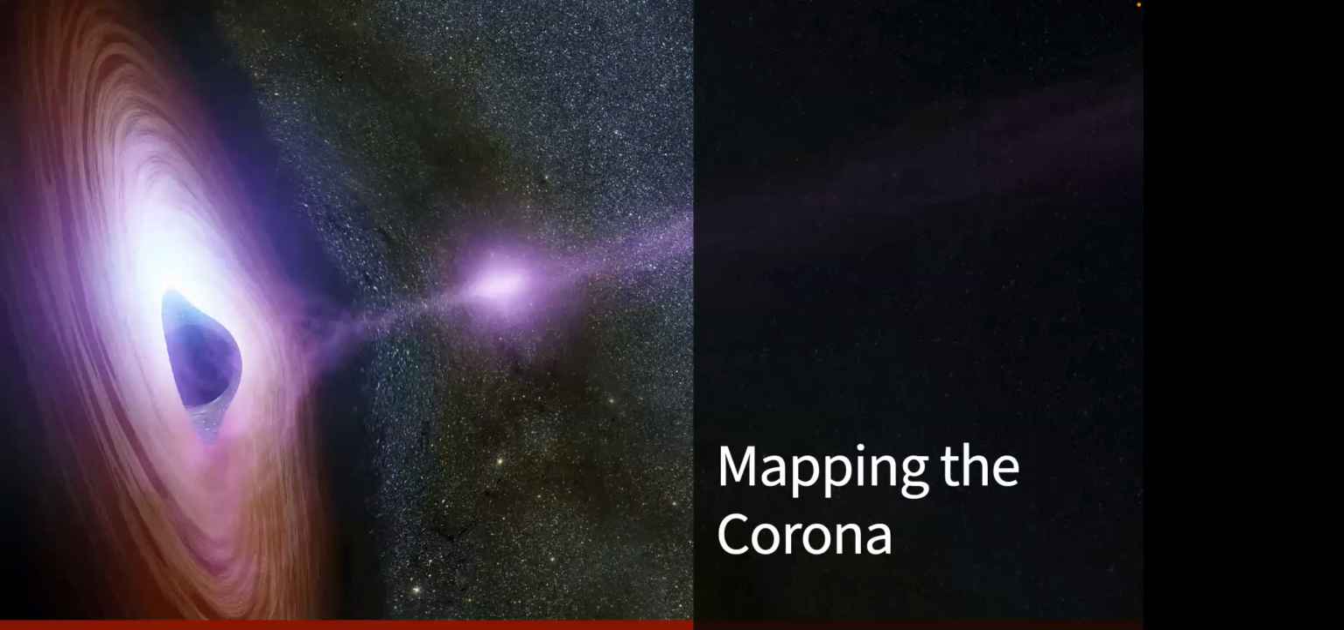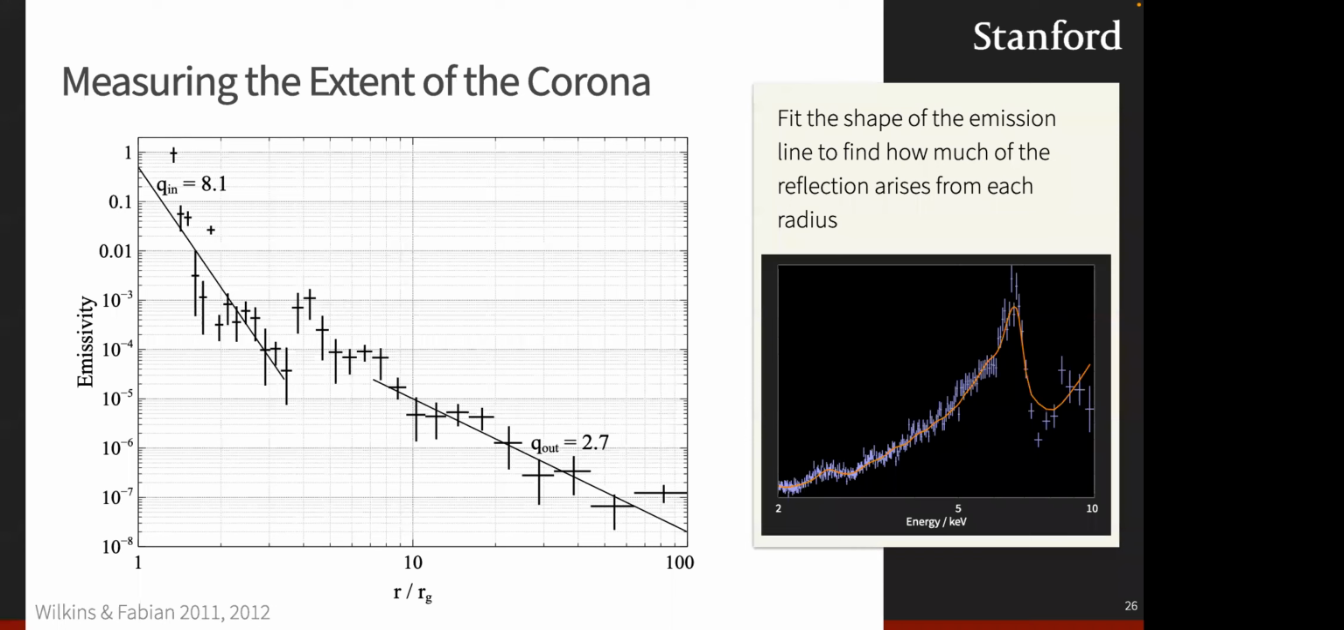And of course, we can use all of these techniques to create a map of our corona. One thing we can do is take the shape of our iron K line. We know what the energy shifts are from different parts of the disk. We know the Doppler shifts and the gravitational redshifts. So we can say, if this is the shape of the redshifted wing of our line, this is how much reflection we need to get from different parts of the disk. So we can plot reflected flux, which we call emissivity, versus radius on the disk, reconstructed from the shape of the iron K line.